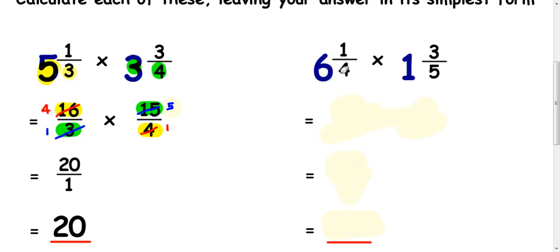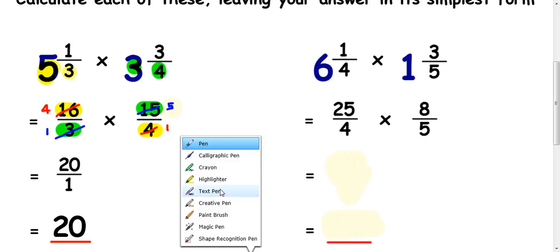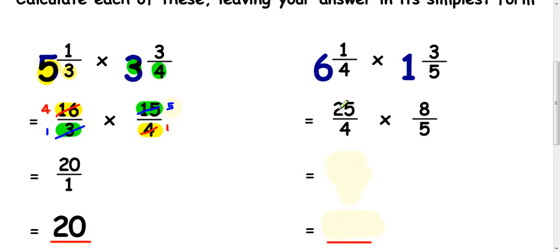So first thing I want to do, change it into a top-heavy fraction. So I'm going to do 4 times 6 is 24 and add the 1 to get 25. Same thing over here, 5 times 1 is 5, add the 3 and you get 8 over 5. Again, we're going to try to look for pairs diagonally in the same times table. So I'm going to start with the 25 and the 5. I can see they're both in the 5 times table. So I'm going to score them out and divide that one by 5 and get 5. And I'm going to divide that one by 5 and get 1.